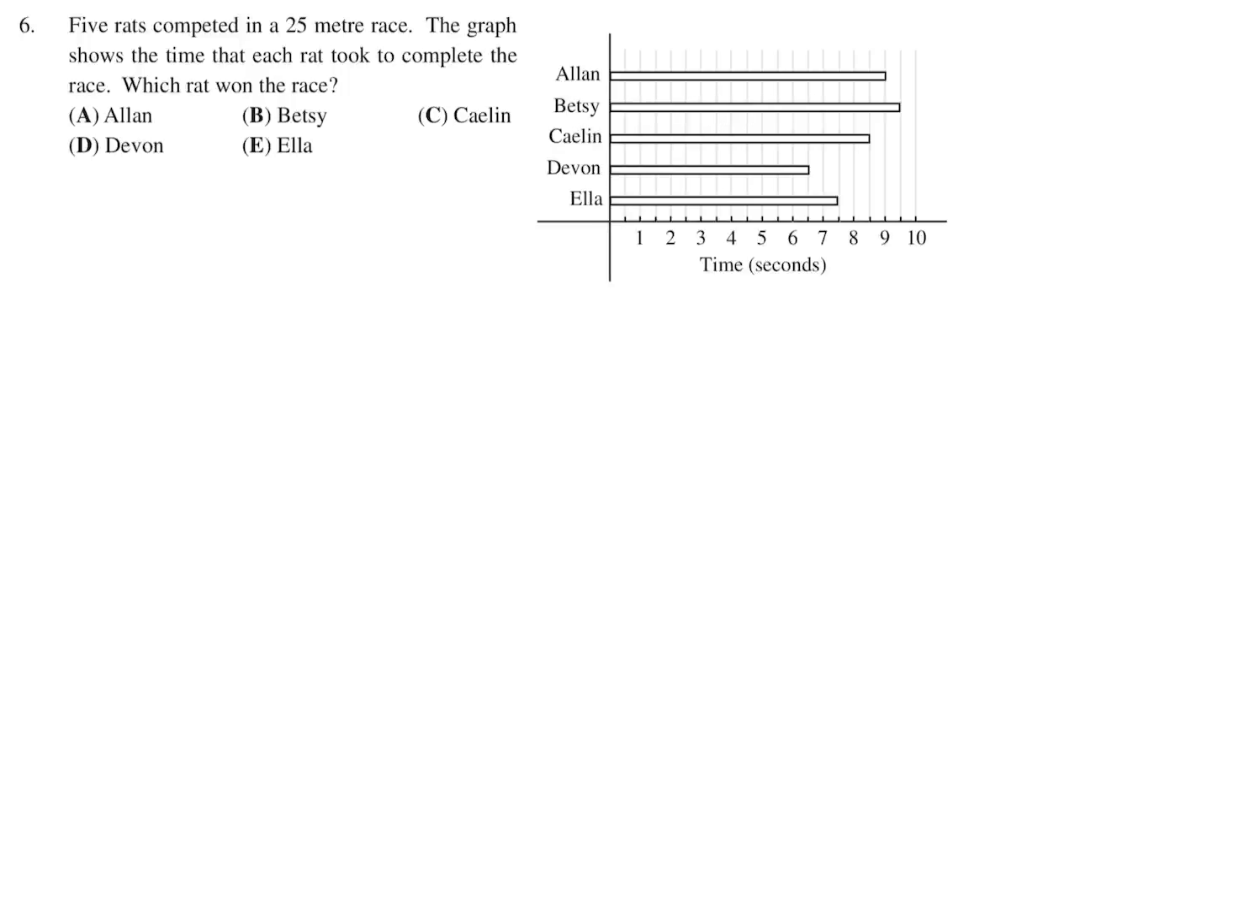Five rats compete in a 25-meter race. The graph shows the time that each rat took to complete the race. Which rat won the race? Well, if you win the race, that means you have the shortest time. So if you look at this graph, the graph basically shows the time in seconds. Which of these 5 has the shortest time? It would be this one right there, Devin. So his time is approximately 6.5 seconds. So Devin won the race since he has the shortest time. So number 6, the answer is D.